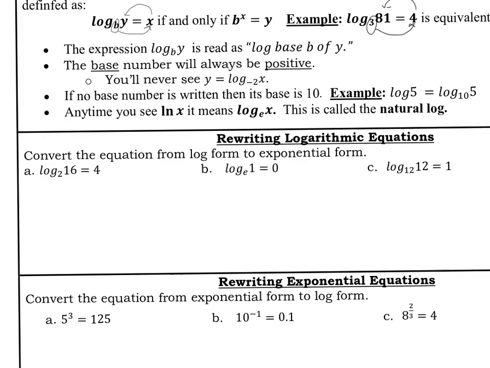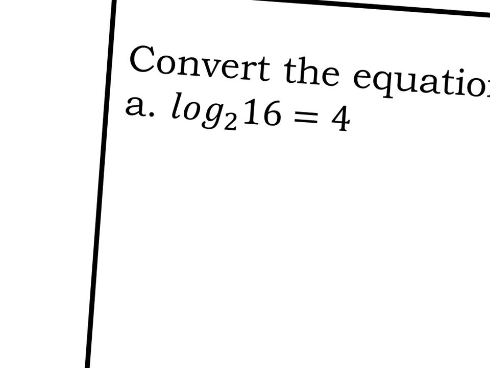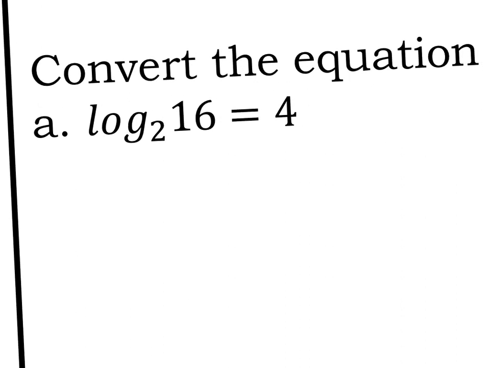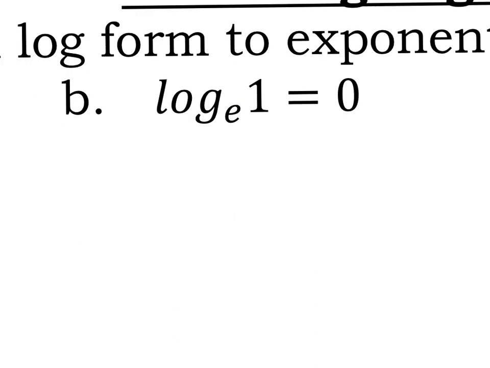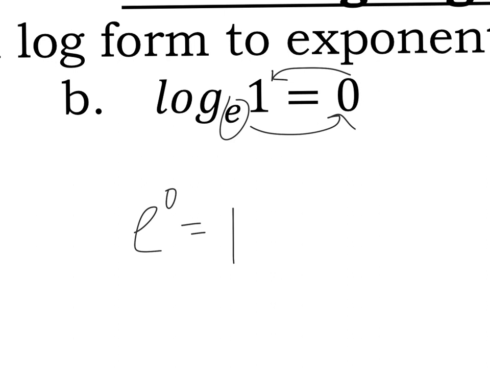We're going to rewrite these logarithmic equations into exponential equations. So we have log base 2 of 16 equals 4. So I have a base of 2. I'm going to raise that to the power of 4, and that's going to equal 16. So I just write 2 to the power of 4 equals 16. That's all I want you to write down. So for letter B, I have e to the power of 0 equals 1. Anything to the power of 0 is 1, if you think about it.